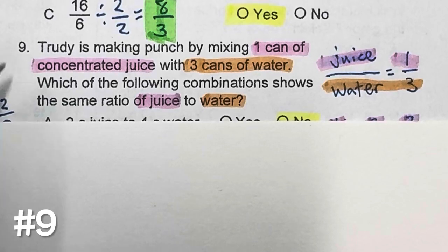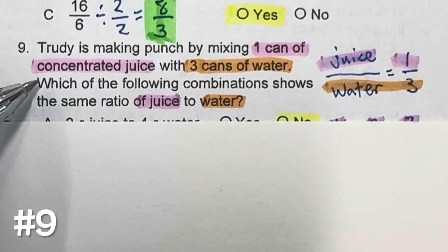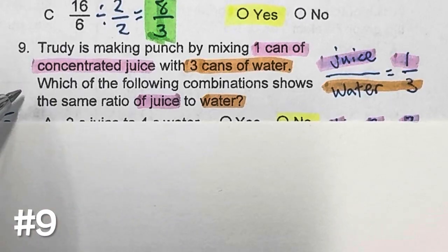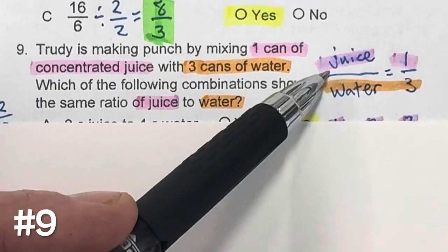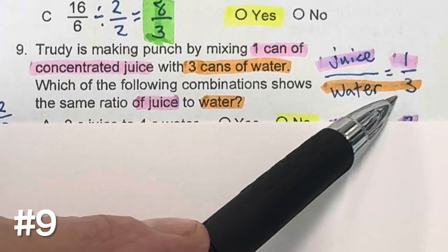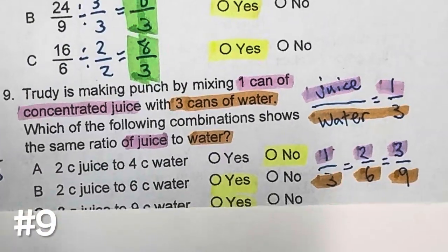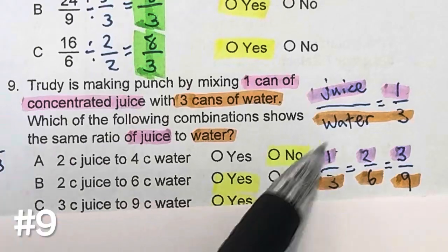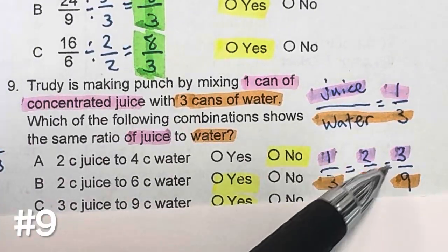Number 9. Trudy is making punch by mixing 1 can of concentrated juice with 3 cans of water. Which of the following combinations shows the same ratio of juice to water? So we have the ratio of juice, 1 can, water, 3 cans. So here I wrote down equivalent ratios. 1/3, 2/6, 3/9.